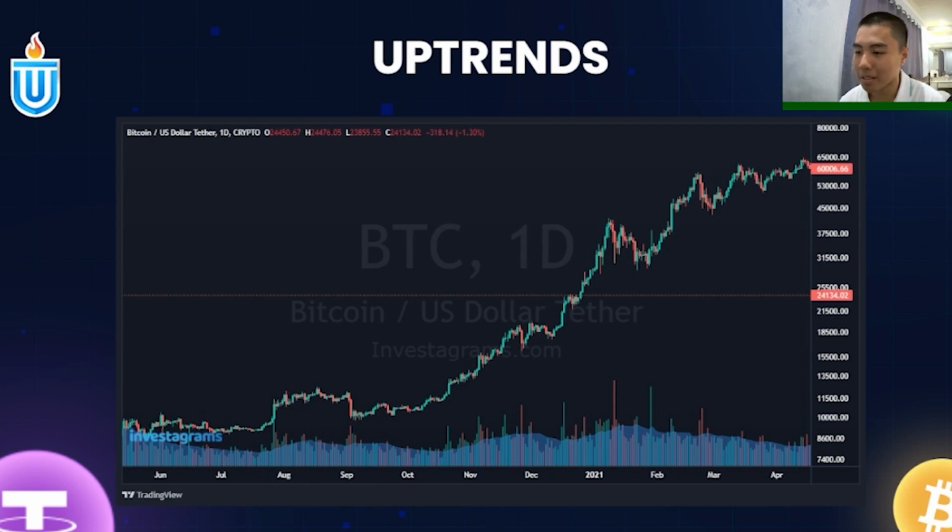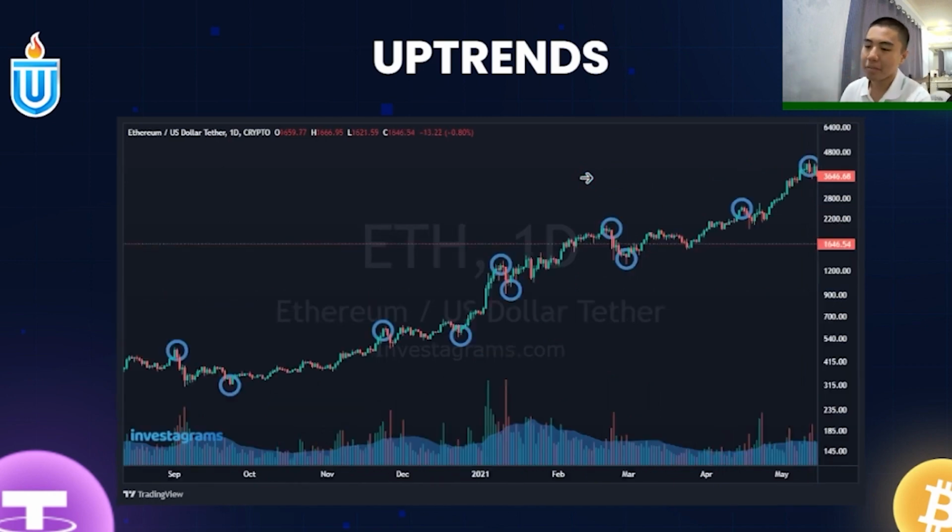Uptrends can be defined as when the price just continues to go higher, when the price makes a series of higher highs and higher lows. You can see here it goes up, then it goes down. Then when we move up here, it makes a higher high, it makes a higher low, it goes up, makes a higher high, it makes a higher low.